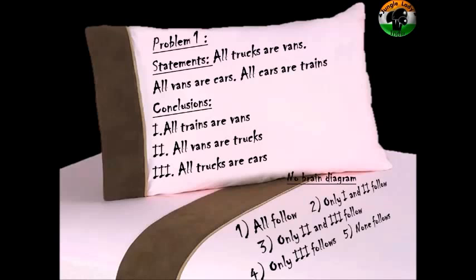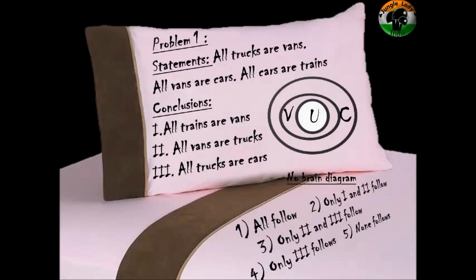So reading out the statements, first one is all trucks are vans. So all trucks are vans. Inner circle will be trucks and outer circle will be vans. Here I use U to denote trucks because in the third statement I have trains. T I will be using to denote trains and U to denote trucks. Reading out the second statement, all vans are cars. Vans I have drawn already, so cars will be enclosing the vans, like this. Next one is all cars are trains. Cars have been drawn already, so trains will be enclosing the cars, like this.